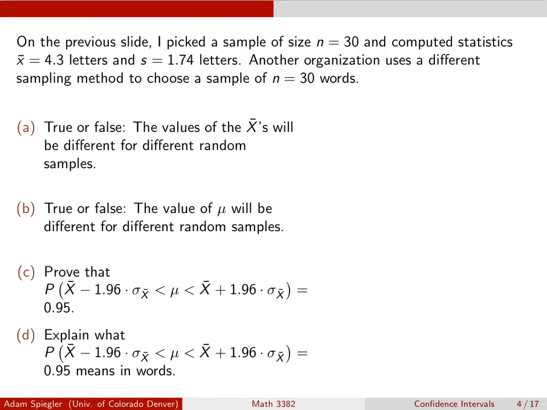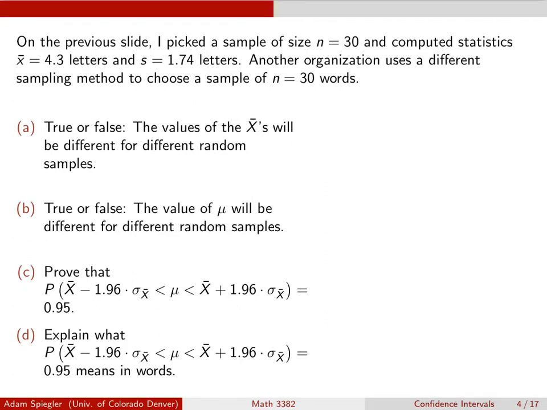If we are using a sample to approximate the unknown value of a population parameter, let's think about a couple of issues that might come up in that process. For me, in the previous slide, I picked a sample of 30 words, not randomly, just 30 words that I liked, and I got a mean of 4.3 and a sample standard deviation of 1.74 letters.